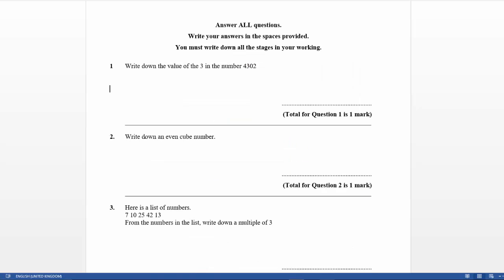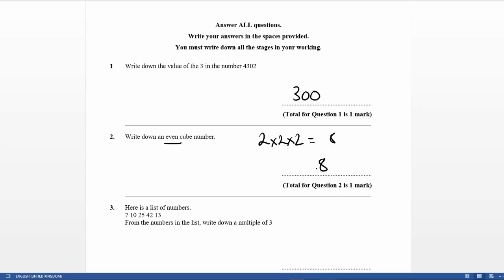Okay, so question number 1 says write down the value of 3 in the number 4302. The value is simply 300. Number 2, write down an even cube number. I can do 2 times 2 times 2, which is 8. So your answer is 8 for that one.